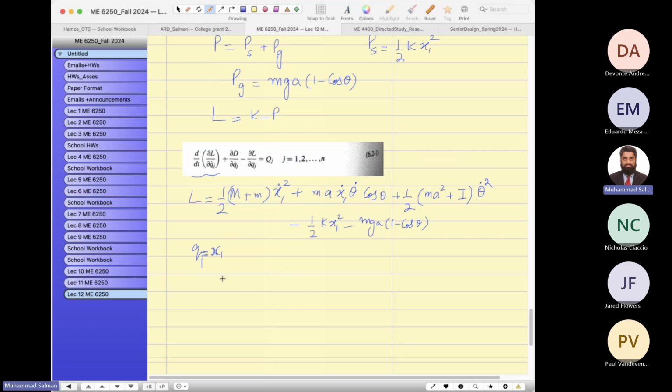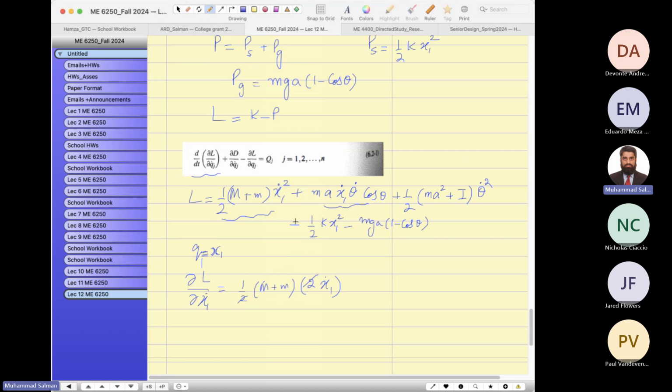So let's do q1 equals x1. Let's do partial by partial x1 dot here. Only x1 dot is in this first term, so you have to differentiate here, and the remaining terms are zero because they don't have x1 dot in them. So we will just write down half, the spatial derivative is this one, so you are left with this, and 2 x1.